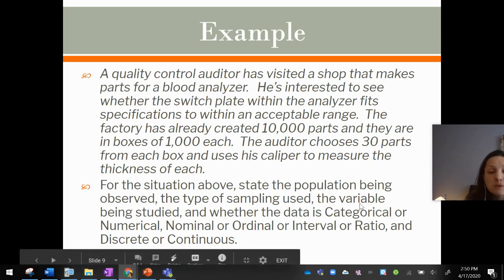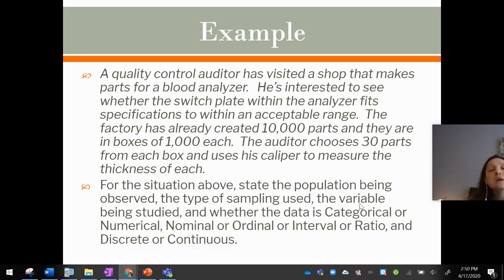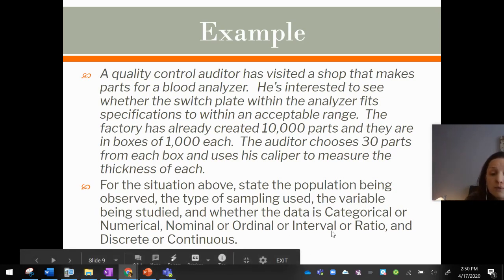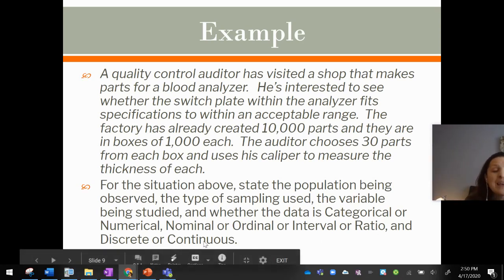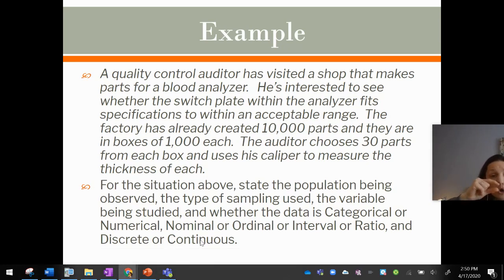What variable is being studied? Well, he's pulling it out of the box and he's measuring the thickness. And so with that thickness gets our variable. Our variable is going to be the numerical thickness of each plate. Now, since it's numerical, I'm going to qualify it as either interval or ratio. This is ratio because 0 is the absence of thickness. There is a true 0. And it would be continuous because 1/10 of an inch and 1/20 of an inch are different values. So I'm looking at different types of decimals and fractions in there.